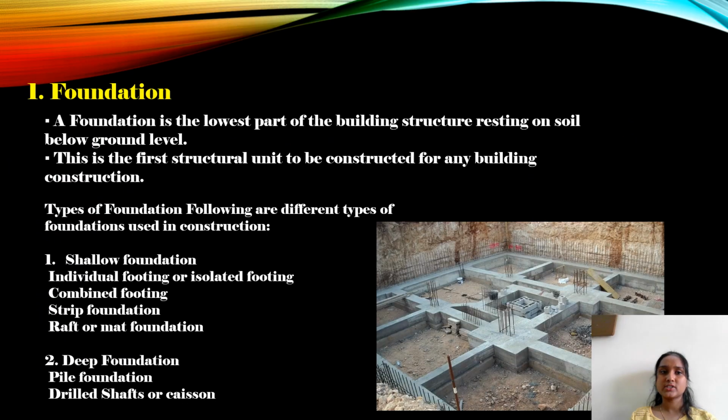First one is foundation. We know foundation is the main part of the building construction. A foundation is the lowest part of the building structure resting on soil or below ground level. This foundation can be divided into two types. First one is shallow foundation. This shallow foundation can be divided into four types: individual footing or isolated footing, combined footing, strip foundation, raft or mat foundation. Second one is deep foundation. This deep foundation can be divided into two types: pile foundation, drilled shaft or caisson.